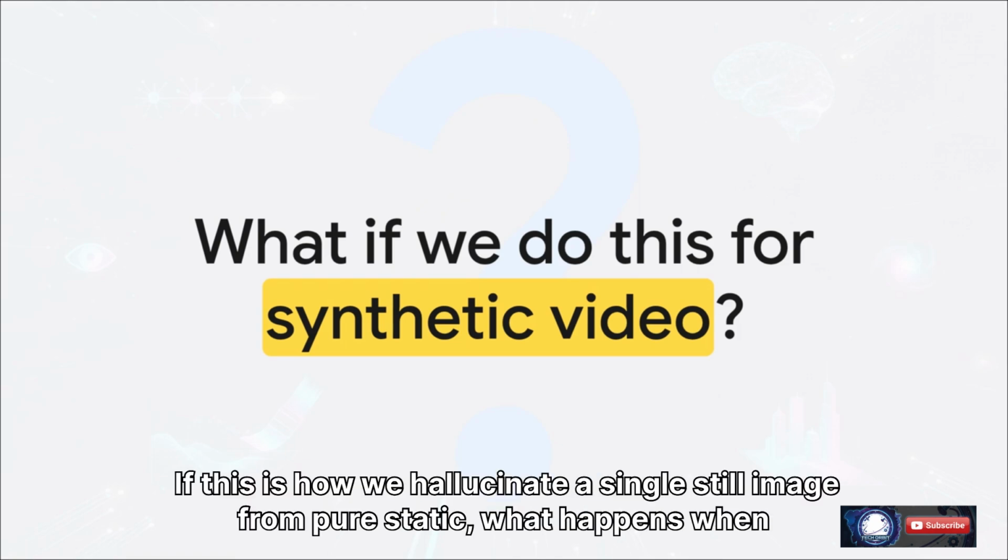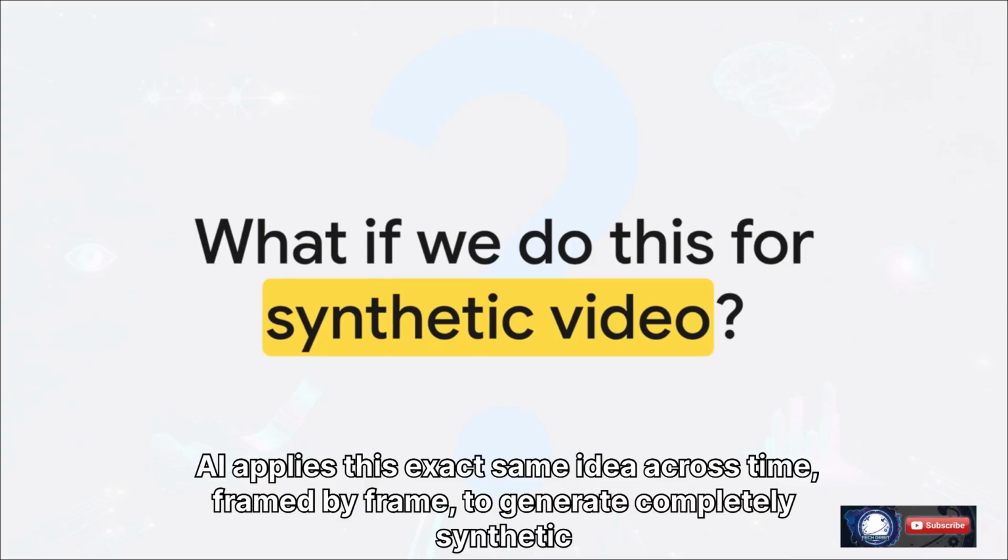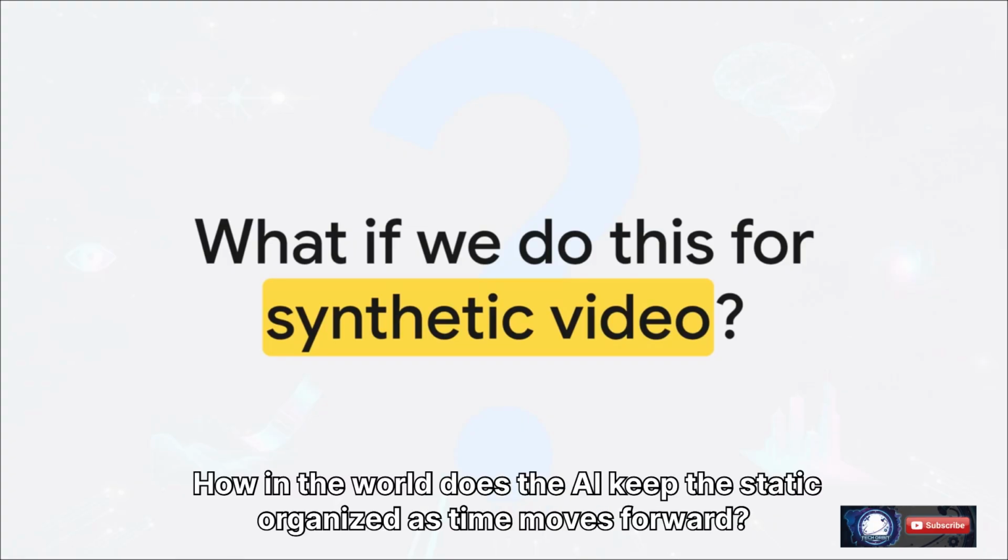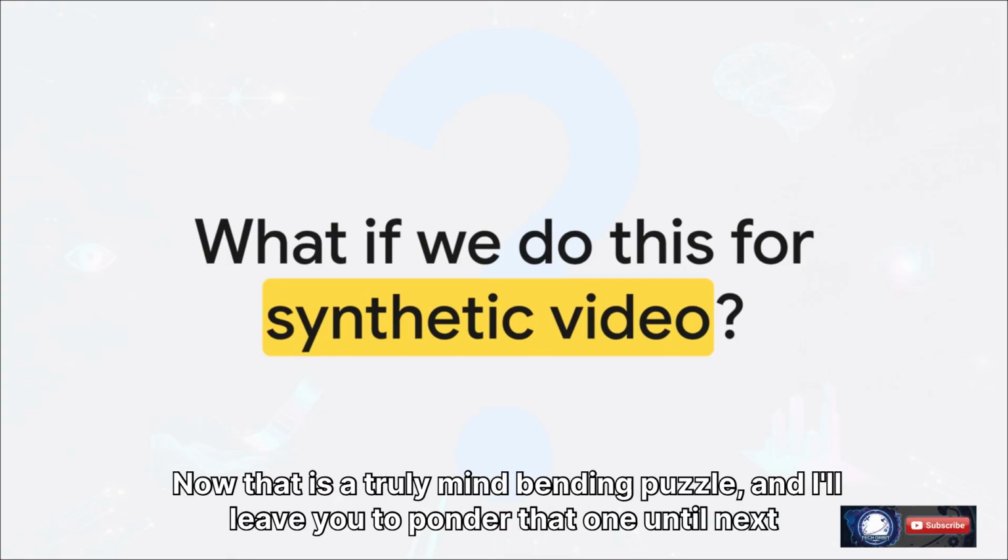If this is how we hallucinate a single still image from pure static, what happens when AI applies this exact same idea across time, frame by frame, to generate completely synthetic video? How in the world does the AI keep the static organized as time moves forward? Now that is a truly mind-bending puzzle, and I'll leave you to ponder that one until next time.